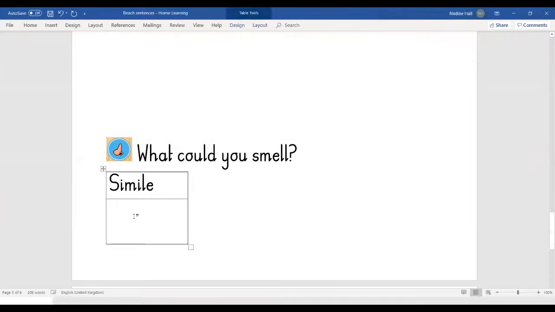Okay, hope you got on well with that one. Our third sentence today is about what you can smell. There are lovely smells around the seaside.